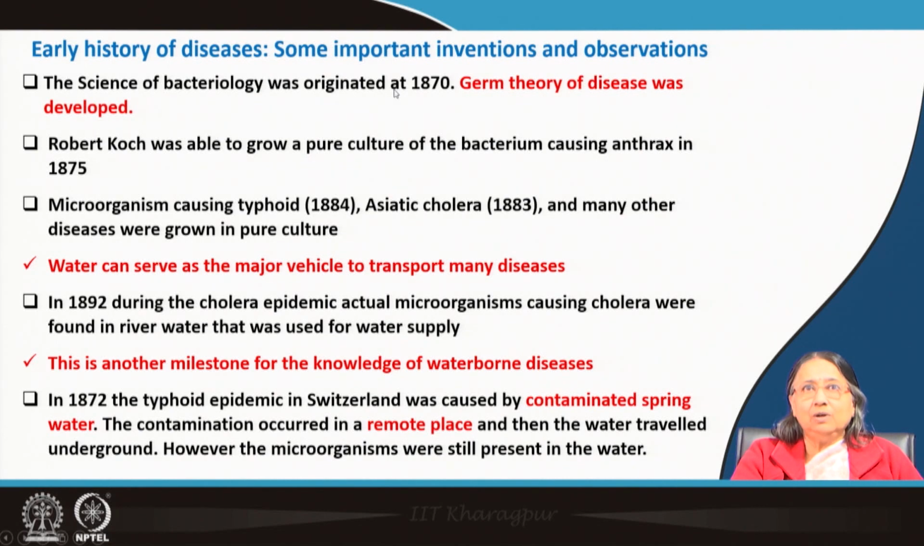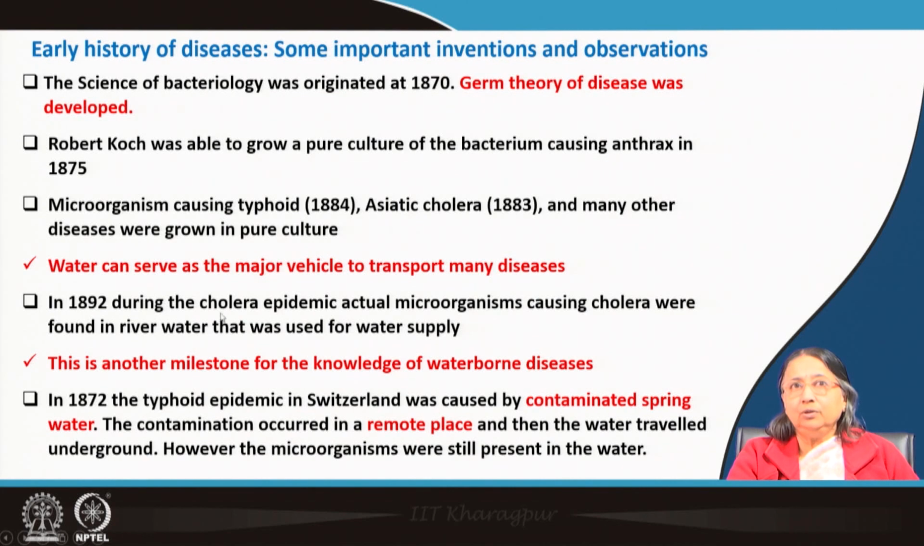The science of bacteriology originated in 1870, and the germ theory of disease was developed. The famous person Robert Koch was able to grow a pure culture of the bacterium causing anthrax in 1875, then the microorganism causing typhoid in 1884, Asiatic cholera in 1883, and many other diseases were grown in pure culture. So, microorganisms were grown in pure culture, and it was also known at that time that water can serve as a major vehicle to transport many diseases.